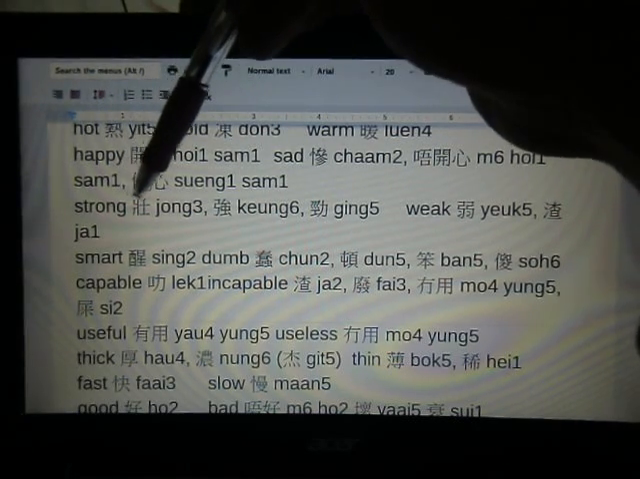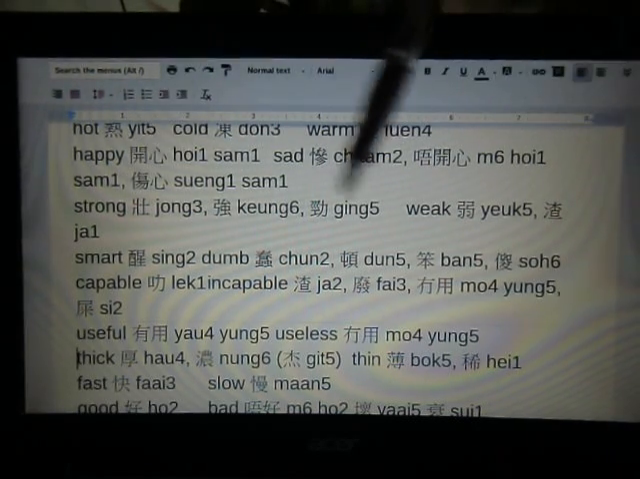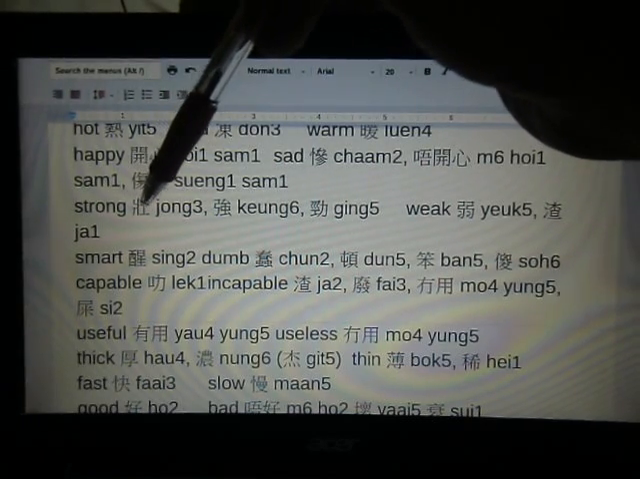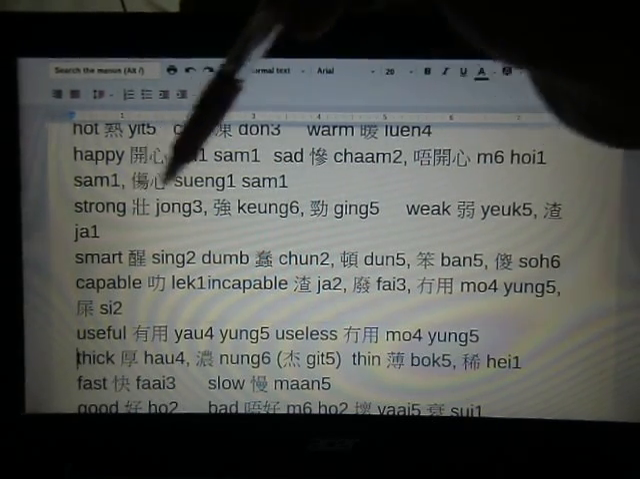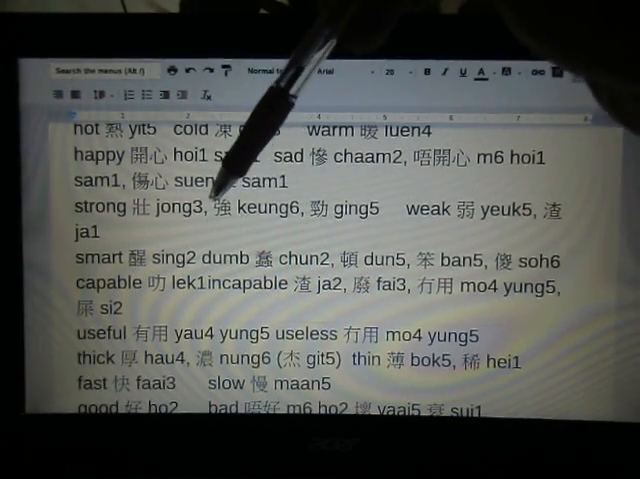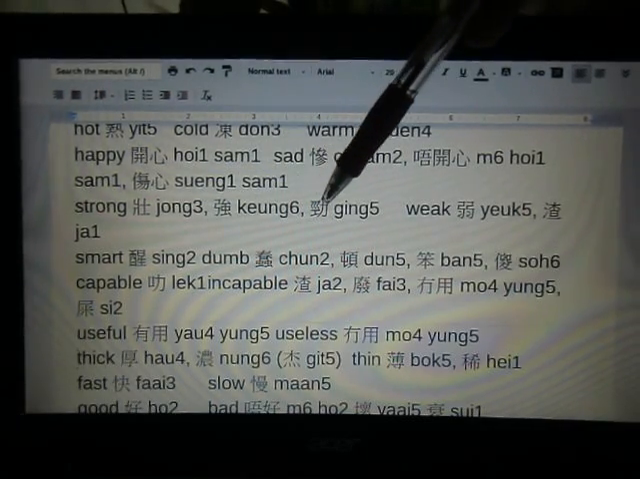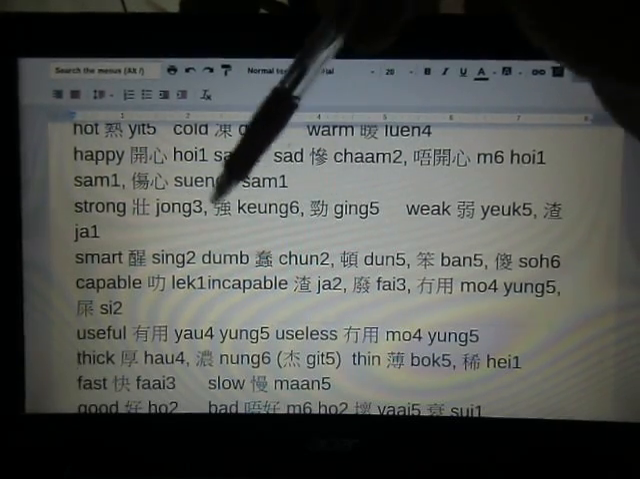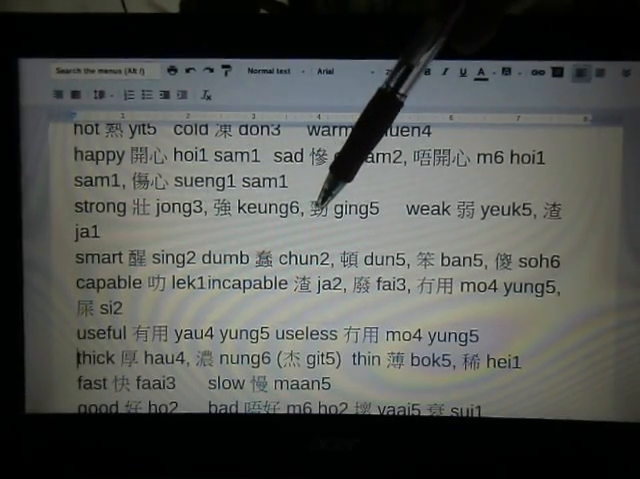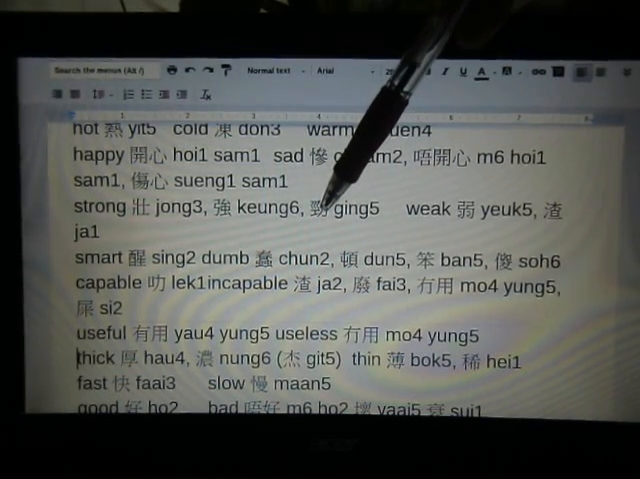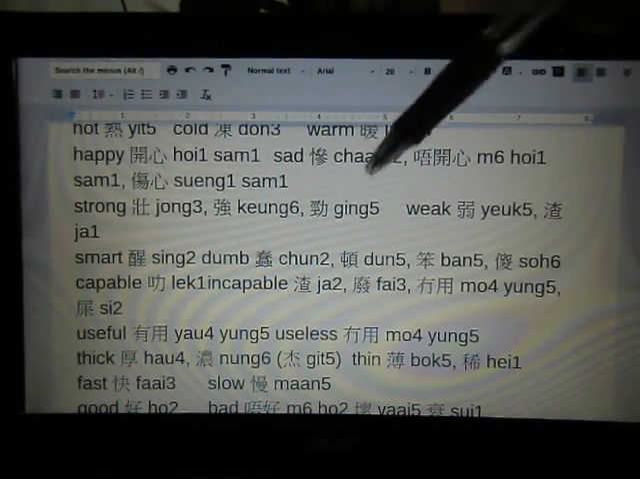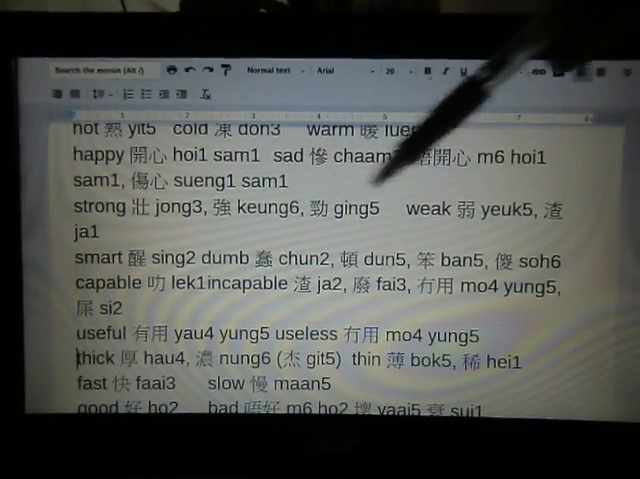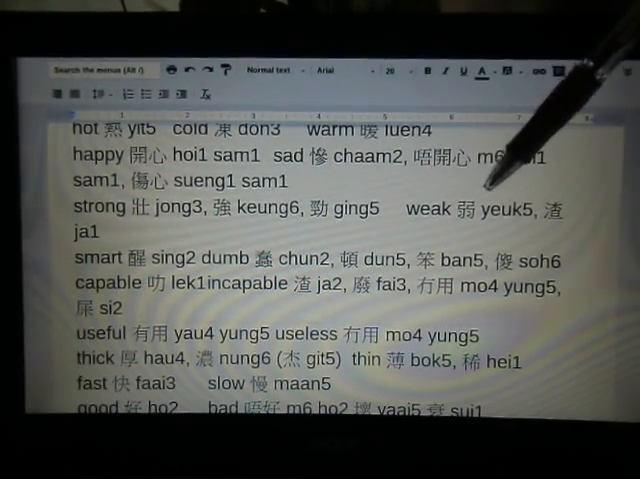And then strong is, well, we have a lot of different words for strong. For example, you can use 壯. 壯 means you're physically very strong. And then 強, very powerful. 勁 is a powerful motion. So for example you have 好勁, 打得好勁. For example you are doing a lot of cage fight. In that case we use the word 勁 a lot.